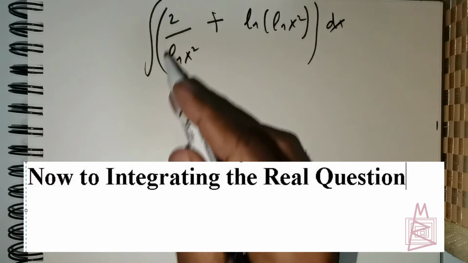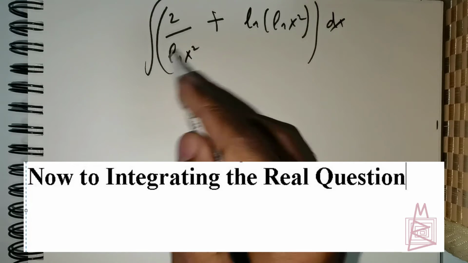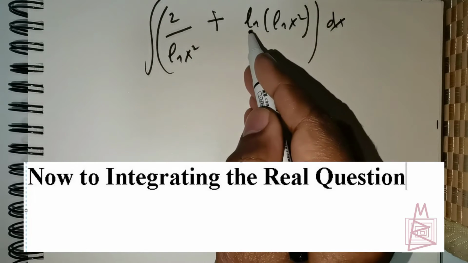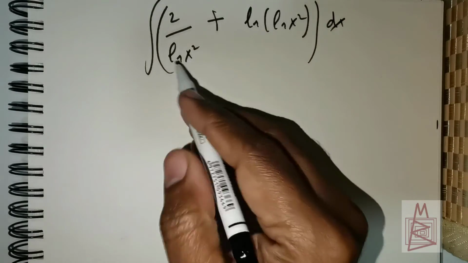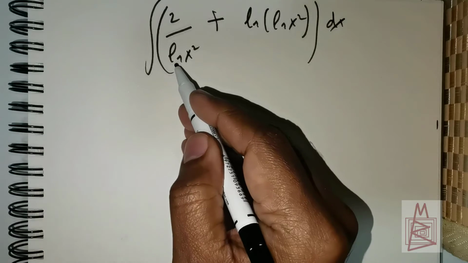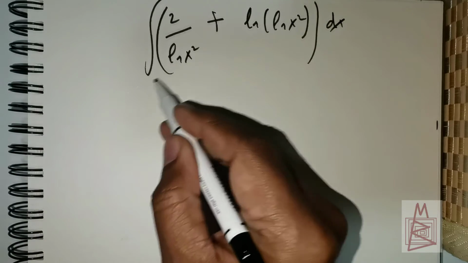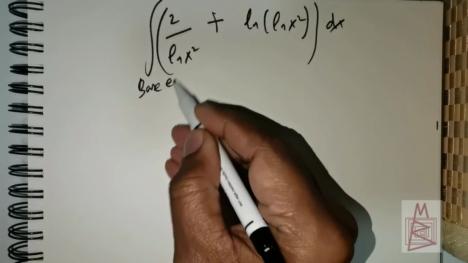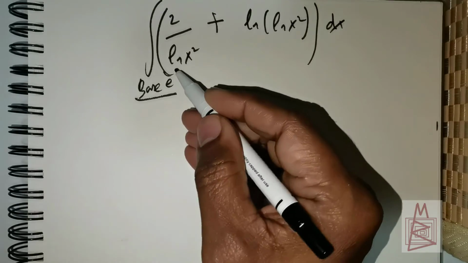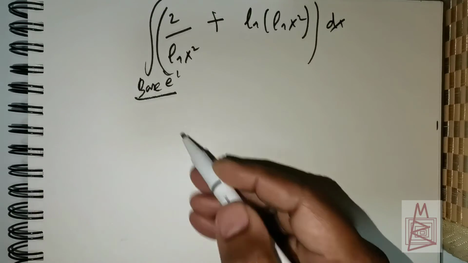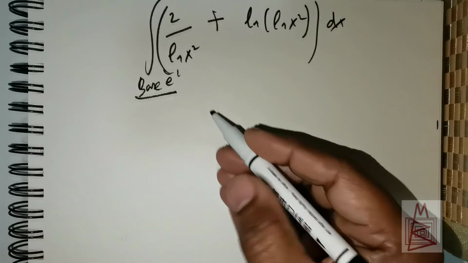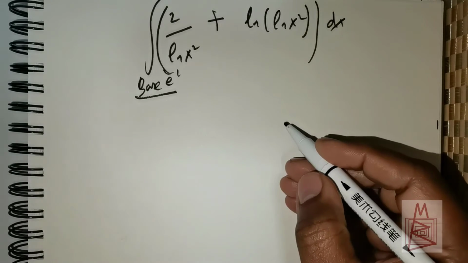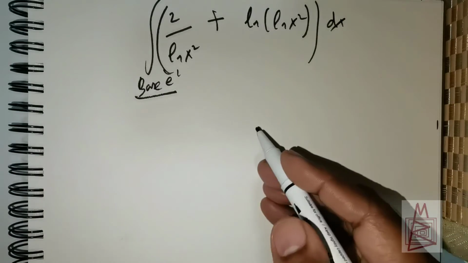Students, you were given this question: integral 2 divided by ln x squared positive ln of ln x squared times dx. We are expected to integrate this. Now this is actually natural logarithms, log to the base e. I would be calling it ln, right? You are free to call it ln or natural log. It depends on you. So just for the sake of lucidity, I'm using the term ln.